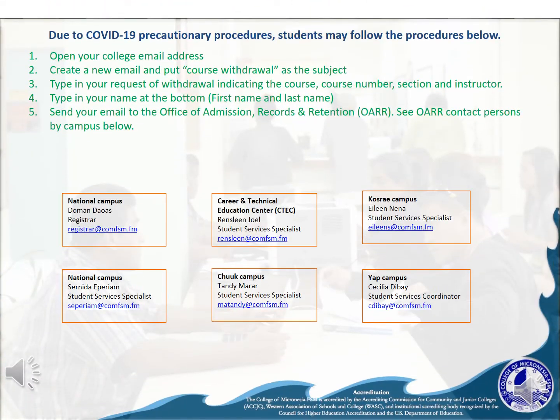With the college practicing social distancing and COVID-19 precautionary procedures, students may follow the procedures below. Open your college email address. Create a new email and place course withdrawal as the subject. Type in your request of withdrawal indicating the course number, section and your instructor. Don't forget to type in your name at the bottom. Send your email to the Office of Admission, Records and Retention. See the email addresses by campus on the boxes.